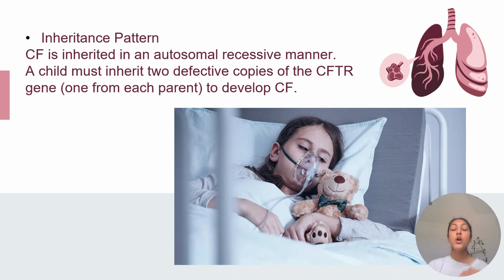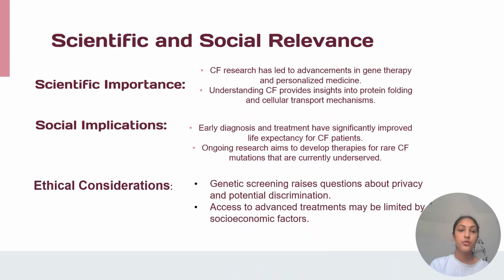Inheritance pattern. So CF is inherited in an autosomal recessive pattern. This means a child must get two copies of the faulty gene, one from each parent, one from father and one from mother, to have the disease. The gene involved is called the CFTR gene. It's right over here, CFTR gene. So let's move on to the third one.